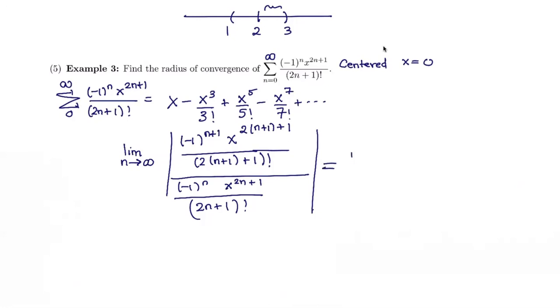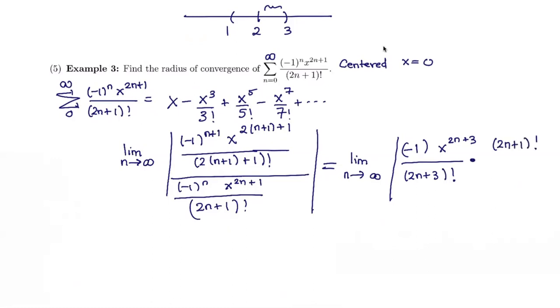This is going to equal the limit as n goes to infinity of the absolute value of, now we know the -1 to the n plus 1 and the -1 to the n is just going to yield a -1. And we'll get x to the 2n plus 3 all over 2n plus 3 factorial times 2n plus 1 factorial, all divided by x to the 2n plus 1.